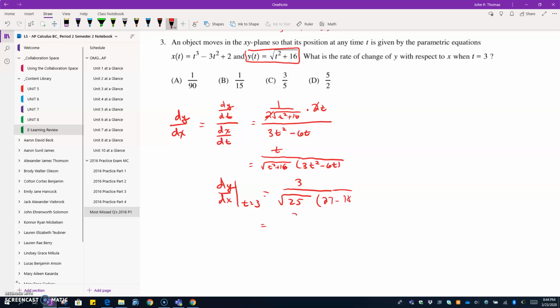All right, so clean that up a little bit more. I have 3 over 5 times 9. The 9 and the 3 I can reduce down to a 3 in the bottom, so I end up at 1/15. All right, that would be B.